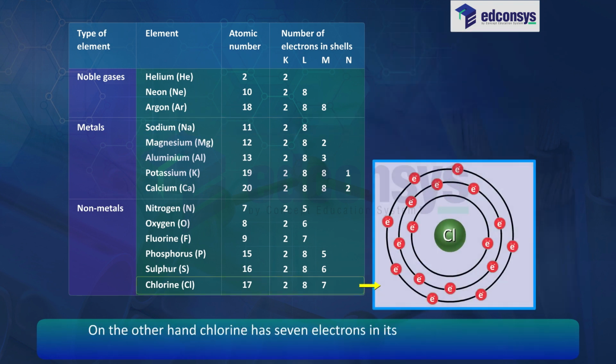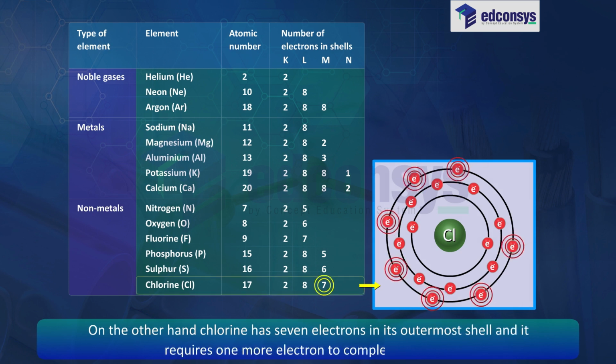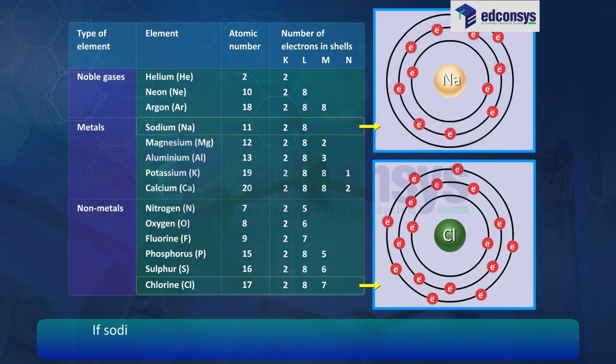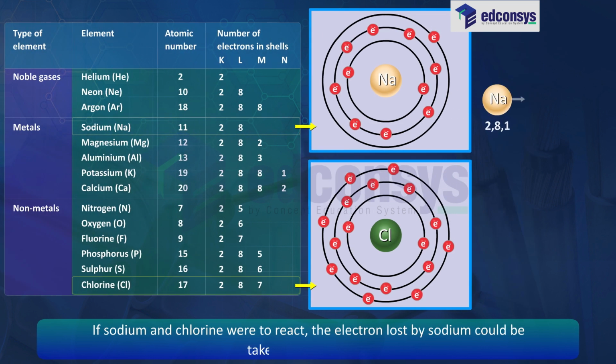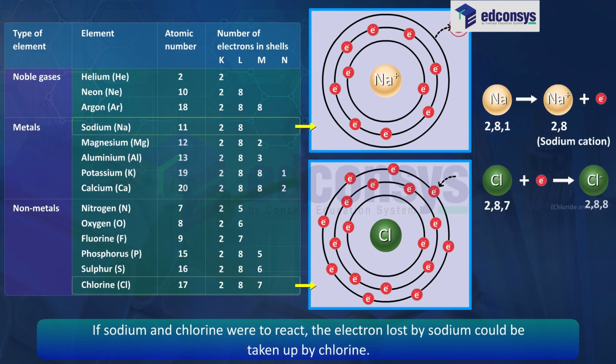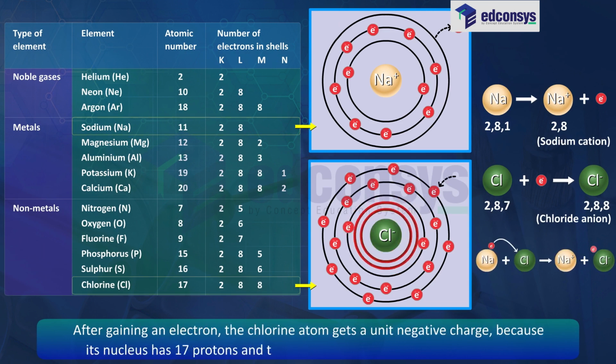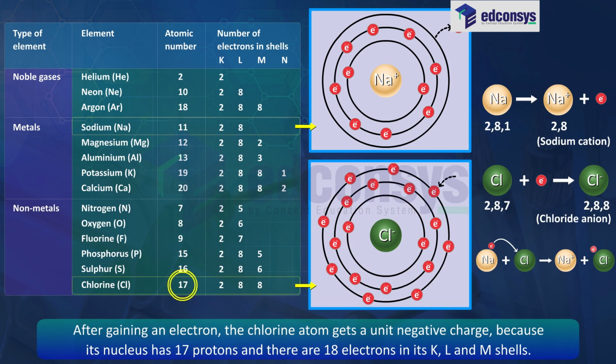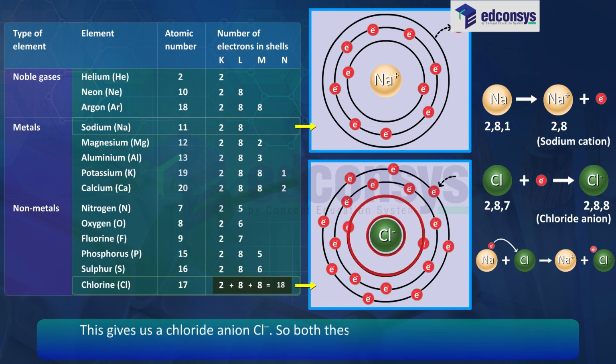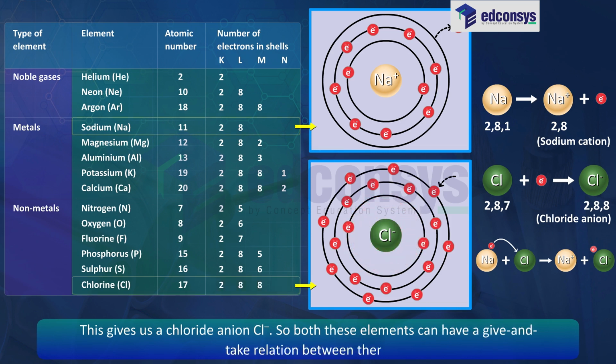On the other hand, chlorine has 7 electrons in its outermost shell and it requires one more electron to complete its octet. If sodium and chlorine were to react, the electron lost by sodium could be taken up by chlorine. After gaining an electron, the chlorine atom gets a unit negative charge because its nucleus has 17 protons and there are 18 electrons in its K, L and M shells. This gives us a chloride anion, Cl-. So both these elements can have a give and take relation between them.